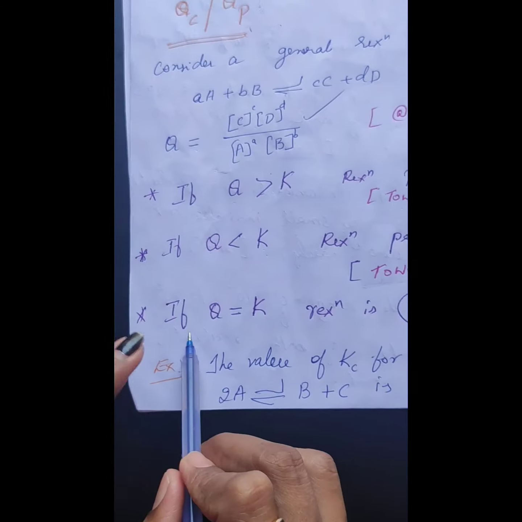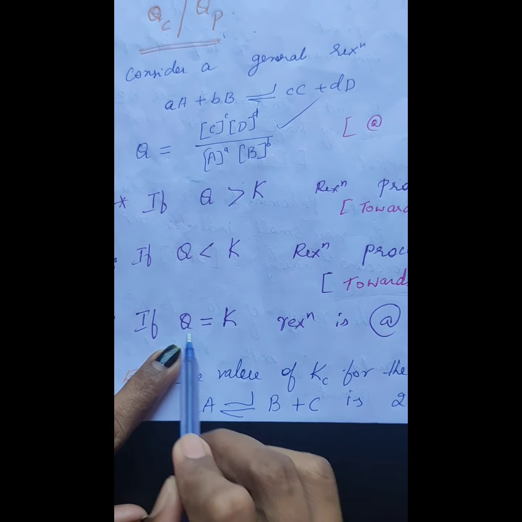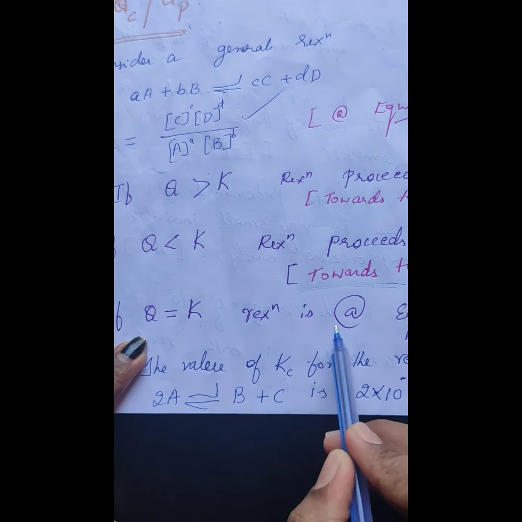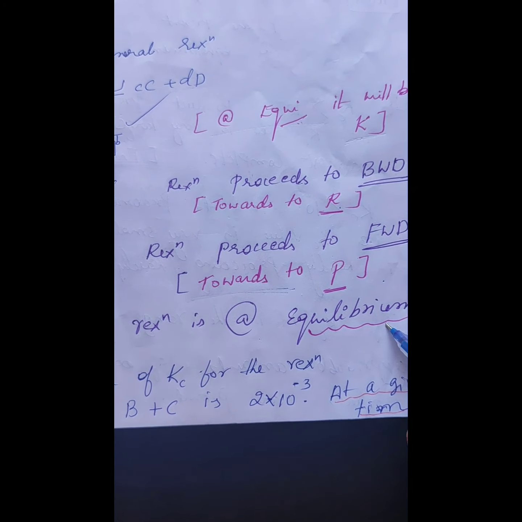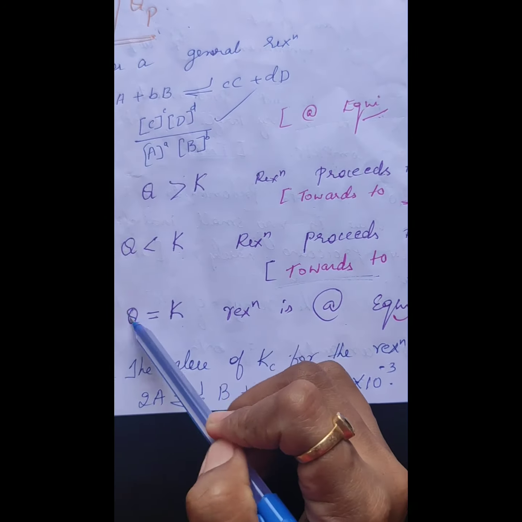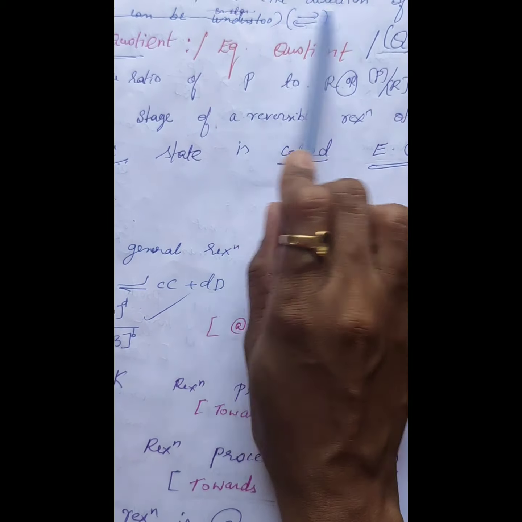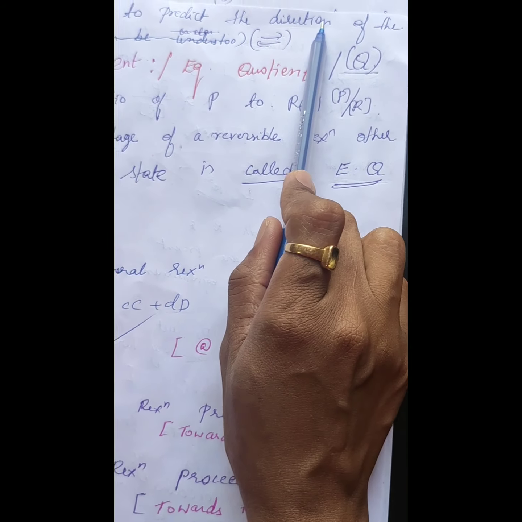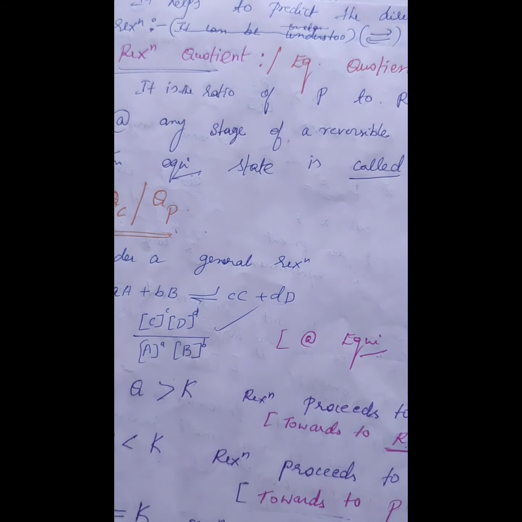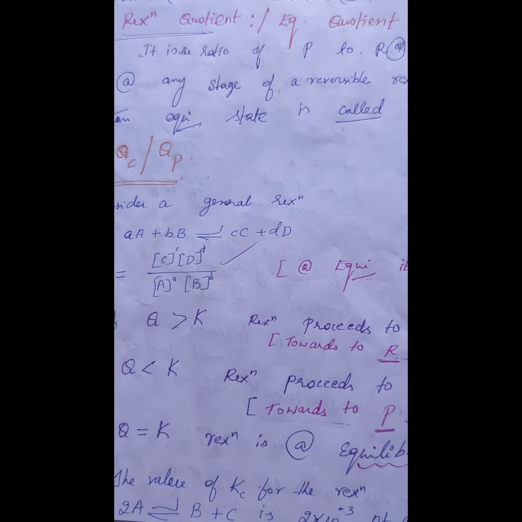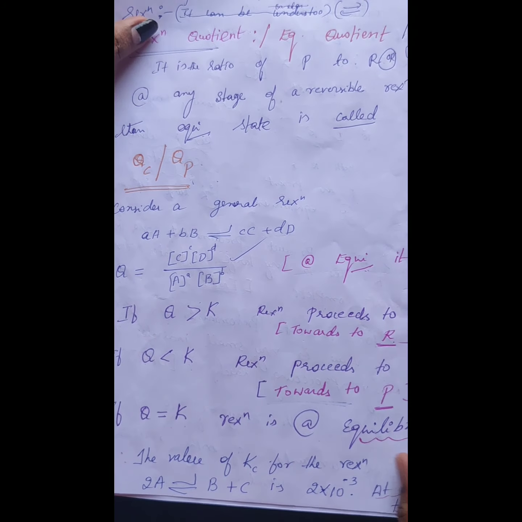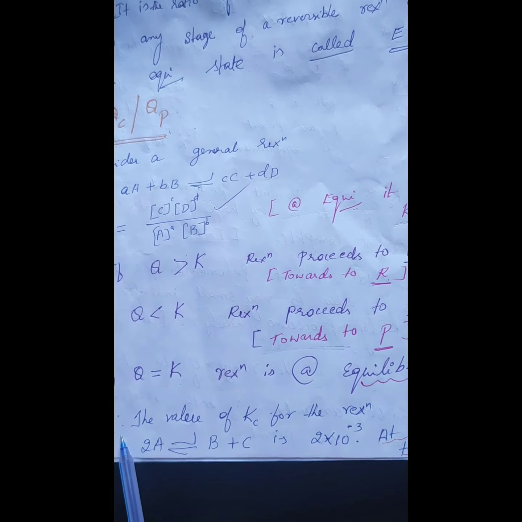Similarly, children, you should remember this point. If the Q value becomes equal to K, then the reaction is at equilibrium. This is a way by which, by considering the value of Q as well as knowing the value of K, we can predict the direction of the reaction. So this is one of the important applications. Again, children, for understanding purposes, I will take a numerical example.